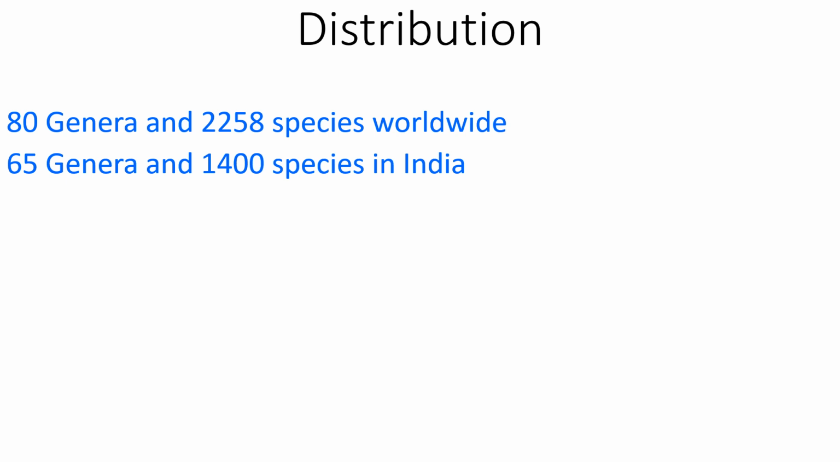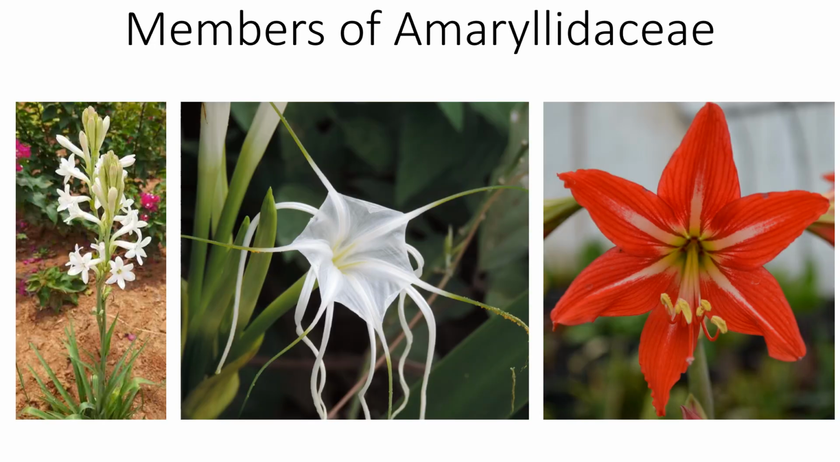Family Amaryllidaceae is represented by 80 genera and 2,258 species all over the world, whereas there are 65 genera and nearly 1400 species distributed throughout India. These are some of the representatives of this family. This is Polyanthus, this is Pancratium, and this is Lily.